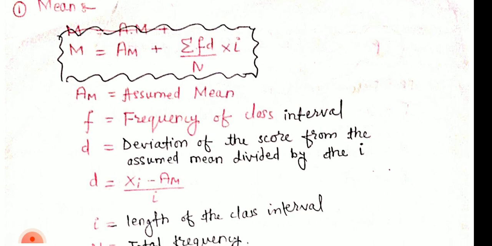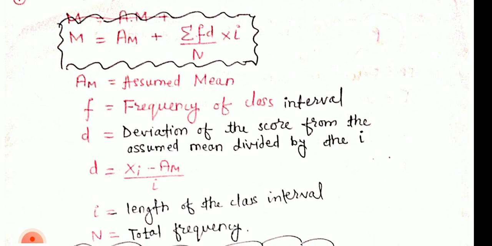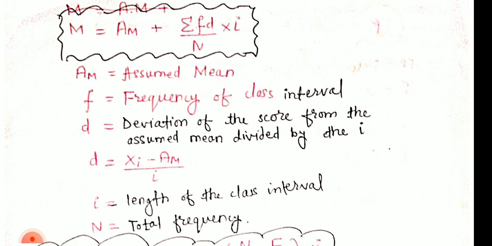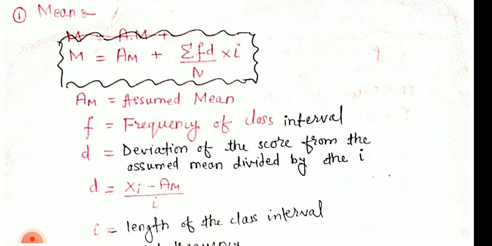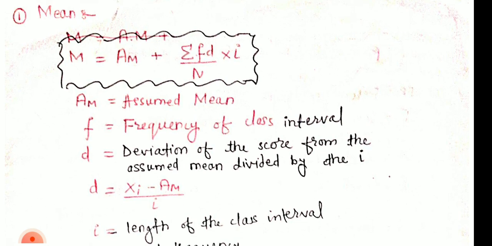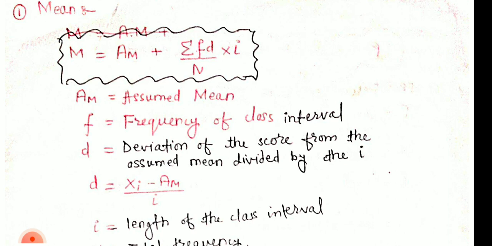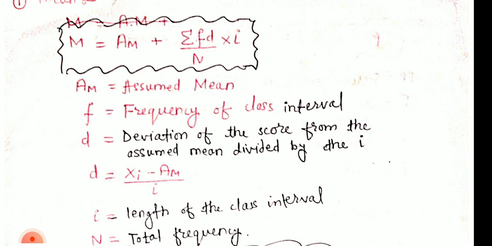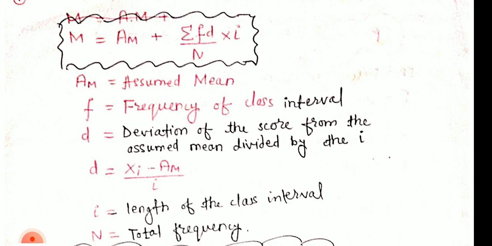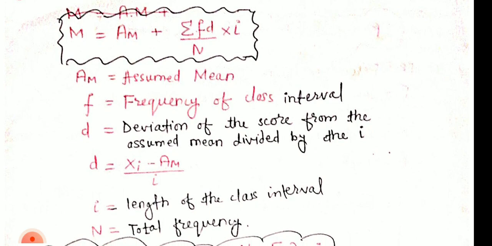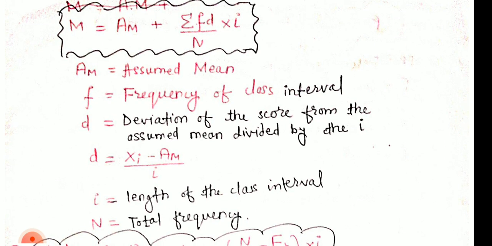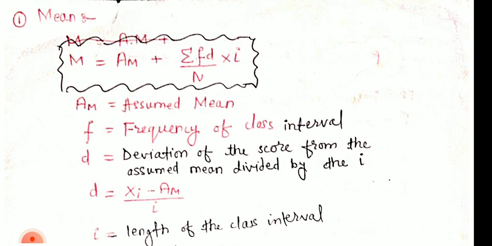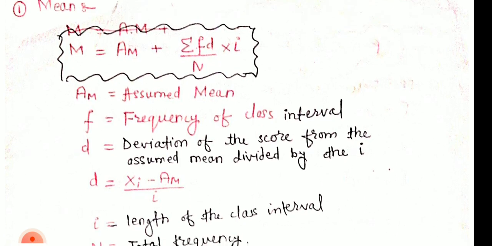is assumed mean, plus summation FD by N multiplied by I, where F is the frequency of the assumed mean class interval, then D is the deviation of the score from the assumed mean divided by the I, that is D is equals to XI minus AM by I, and our I is the length of the class interval and N is the total frequency. So this is the formula for mean.